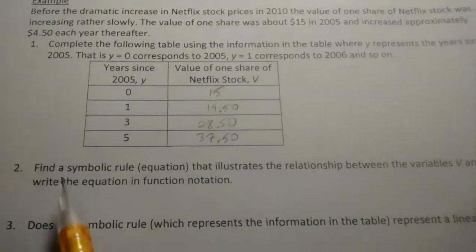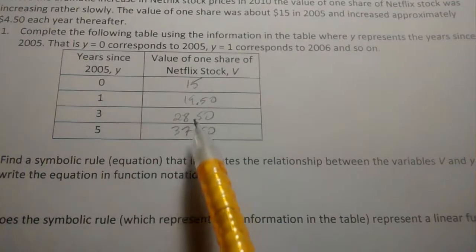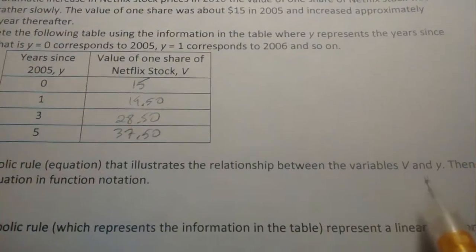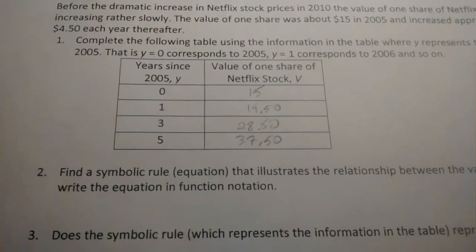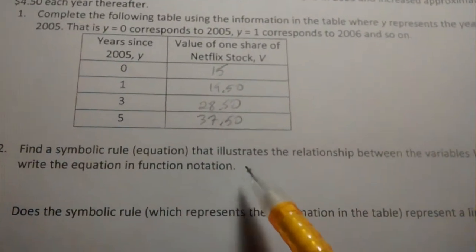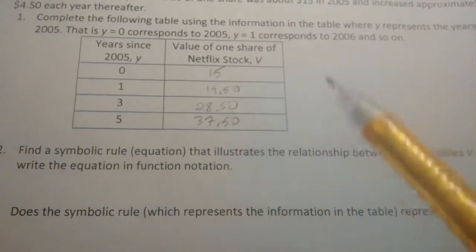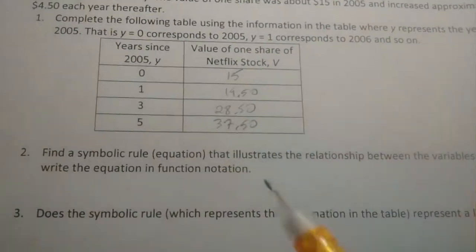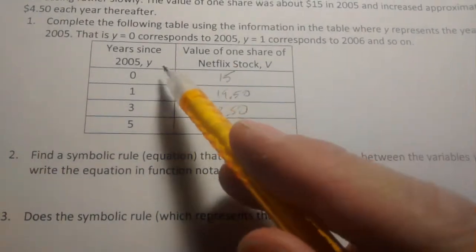So this next one is saying find a symbolic rule that illustrates how to calculate these guys given these guys. And this is what this means. So between the variables v and y, then write the equation in function notation. And I probably should have dictated to you here to use the function name v. But let's go after the symbolic rule. How do we calculate these? An equation that relates v and y.